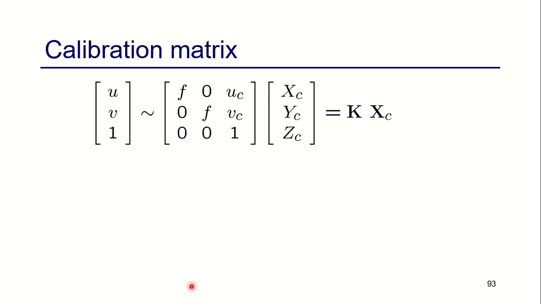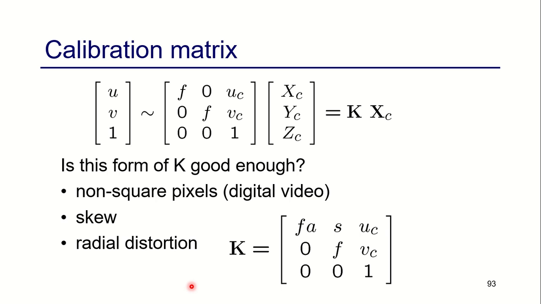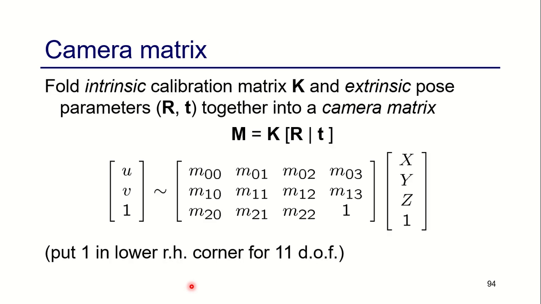And this is the calibration matrix notation. So if your K is good enough, how do you decide it? You decide it by checking that you won't have any non-square pixels if you take a digital video of it, and skew rate and radial distortion should not be present. Like that you have to determine your K.